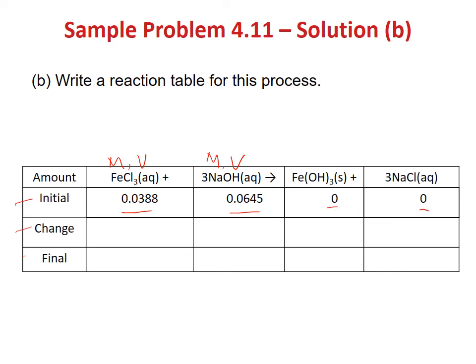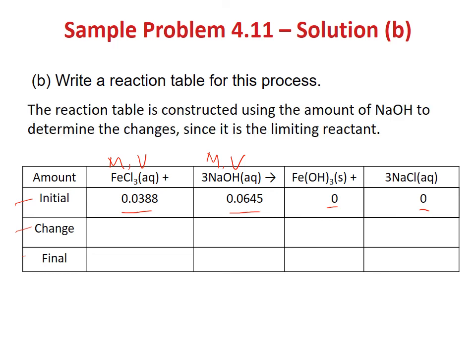Products are all zeros. Next, how do we decide the change? We already decided the limiting reactant is sodium hydroxide. That means sodium hydroxide all reacted, consumed in the reaction. So the change must be 0.0645, and the final must be 0 because this is the limiting reactant. It will all be consumed. So we have 0.0645. And then how do you calculate the others?